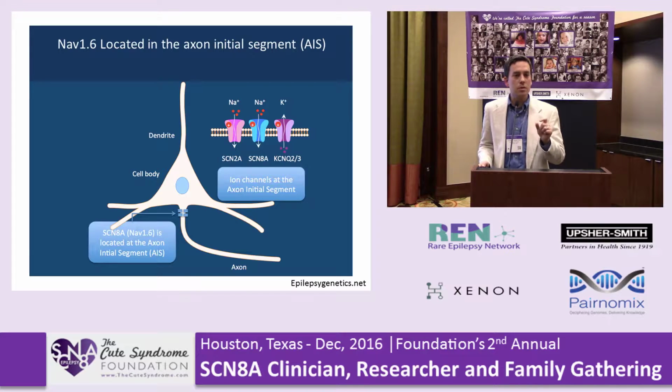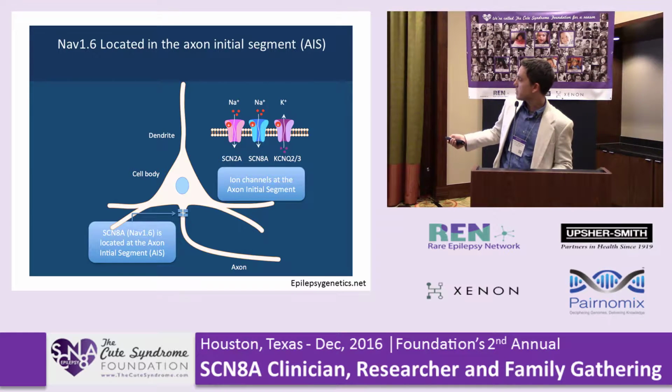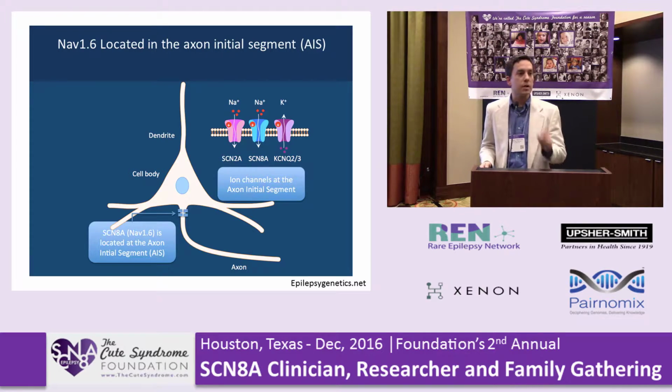So we wanted to look at not only the activity of these cells, but also the morphology. As most of you know, NAV1.6 is located primarily in the axon initial segment. That's the place where it has the largest expression. The axon initial segment is located here on the axon, very close to the cell body, and this is very important for initiating action potential firing.